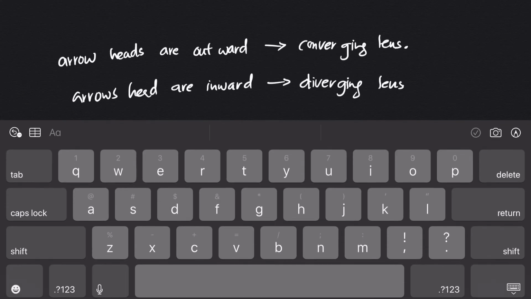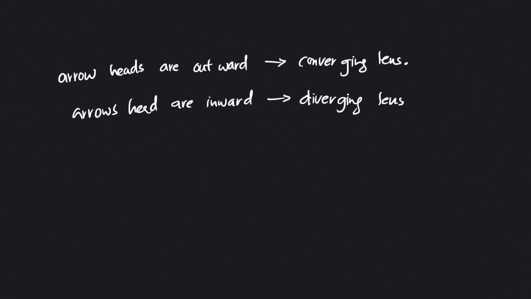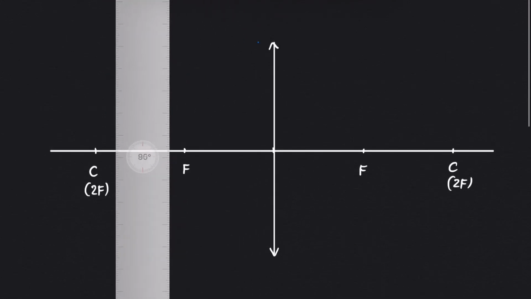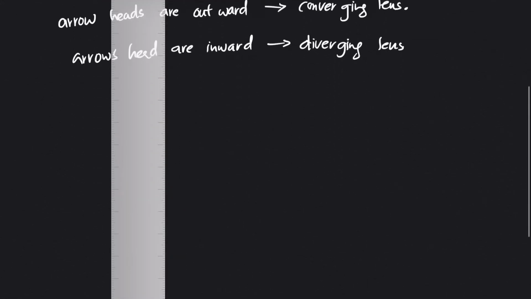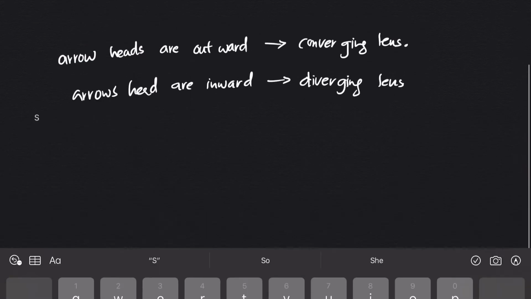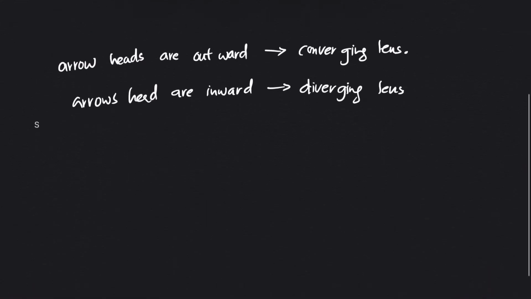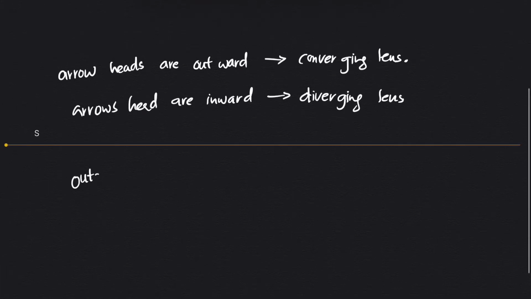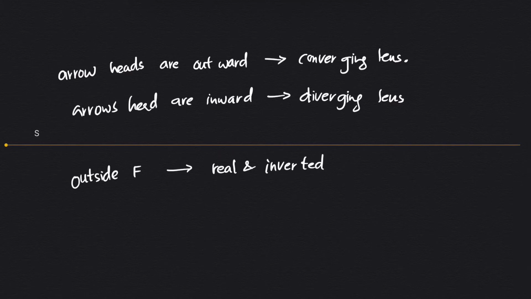Next, let's draw the actual object. There are 3 main things to remember. First is, where are the images being formed. If it is outside the focal point, then you get a real and inverted image. Let me write it this way.